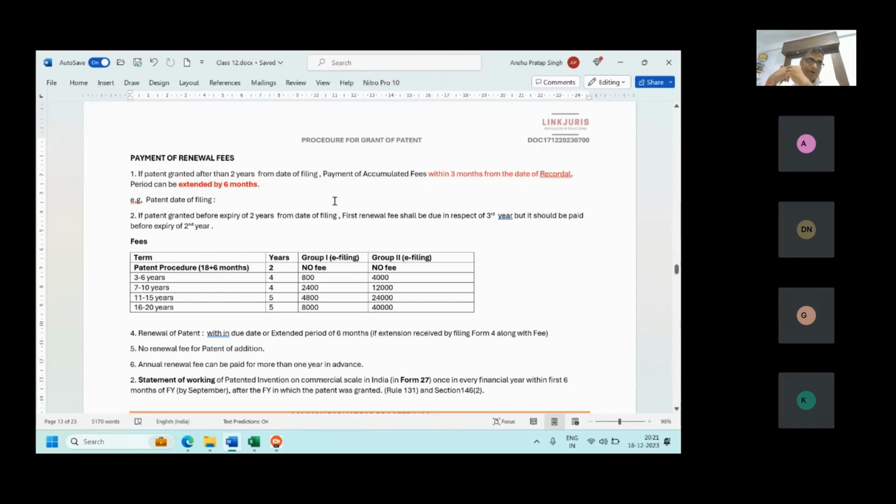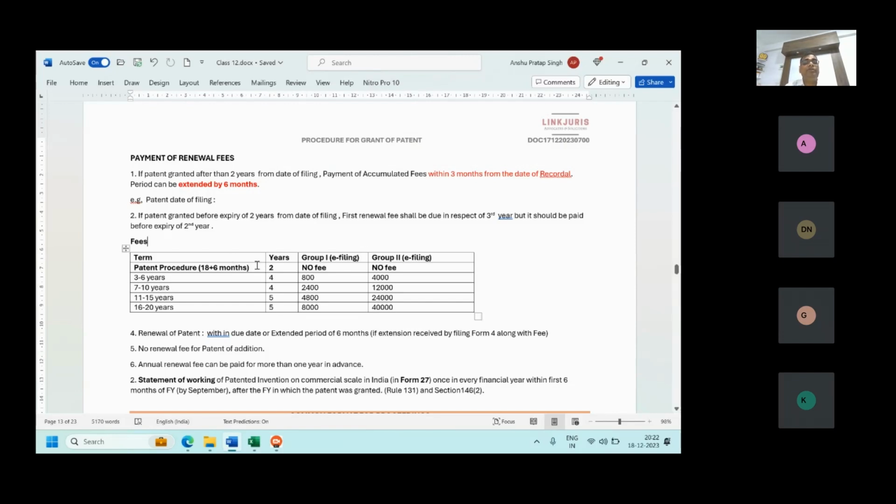It means you got a grant today, the date of recorder, same thing as the date of grant. Within 3 months, you have to pay the accumulated renewal fee. For example, if you got it in the 4th year, since renewal fees are always paid in advance, you have to pay the accumulated fee for 4 years plus the 5th year included. That one in advance. So this is the example. If a patent is granted before expiry of 2 years, the first renewal fee will be due in respect of the 3rd year, but it should be paid before expiry of 2 years because renewal fees are paid in advance.